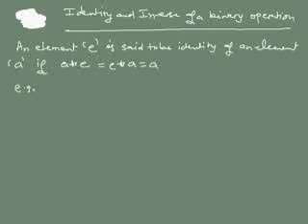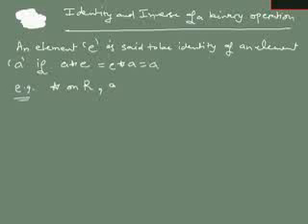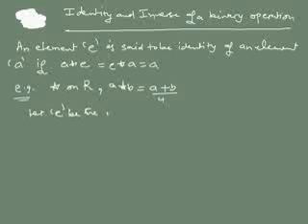For example, they ask us to find the identity of an operation star defined on the set of real numbers R given by A star B is equal to A plus B upon 4. We want to find the identity of this operation. To find the identity, we start like this. We assume that E is the identity. Let E be the identity.